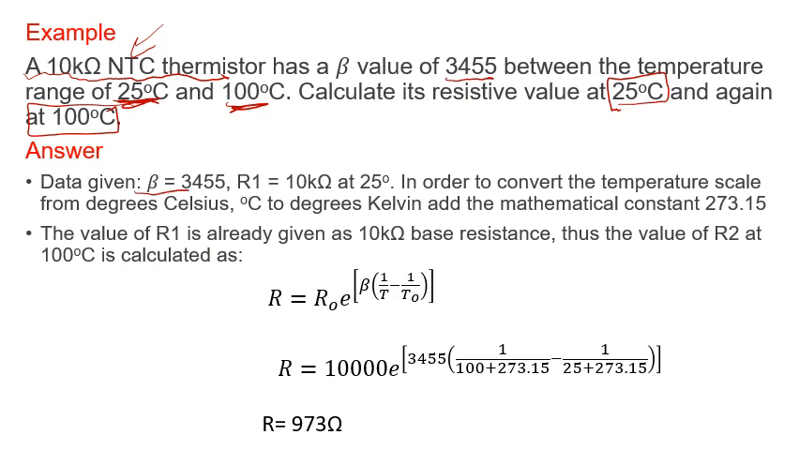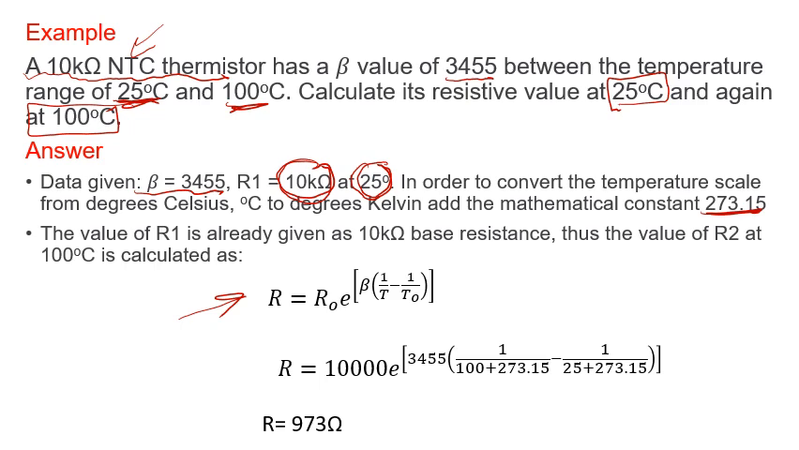The data given: beta equal to 3455, and at 25 degrees Celsius, the resistance is 10 kilo ohm. Now, when I want to use the temperatures, the equation which we discussed earlier accepts the temperature in Kelvin. So we need to convert whatever temperature we are going to use from degrees Celsius to Kelvin by adding 273.15.